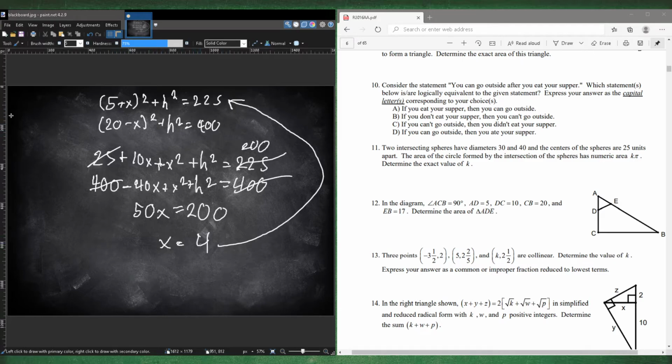So 5 plus 4 is 9. So 9 squared is 81. So 81 plus h squared is equal to 225. So h squared is equal to 144, sorry, I misspoke at first. So our answer is pi radius squared. So then our radius is going to be 12, but also it doesn't really matter because h squared equals r squared. So that gives us that our answer for k, which is r squared, which is also h squared, is 144. And that's basically it for number 11.